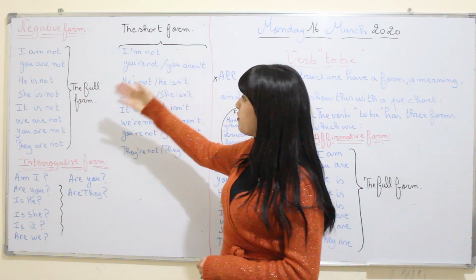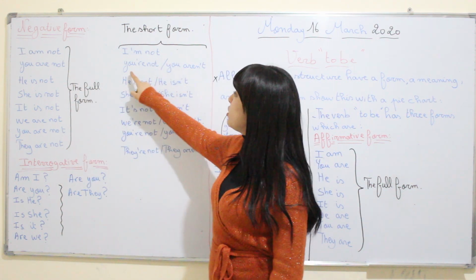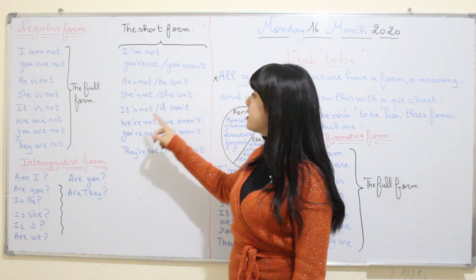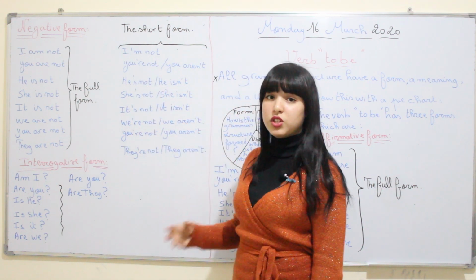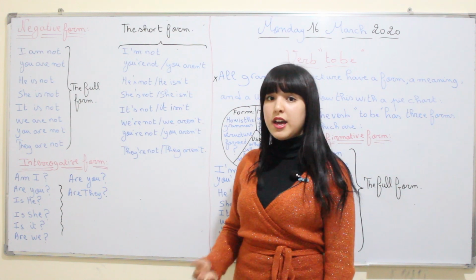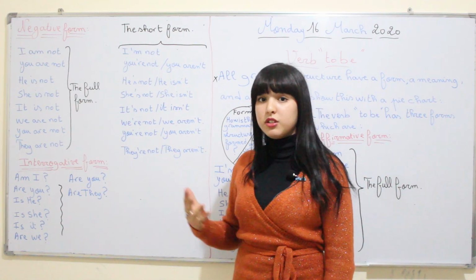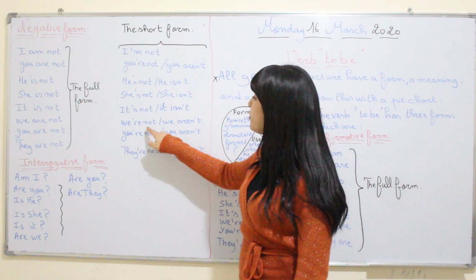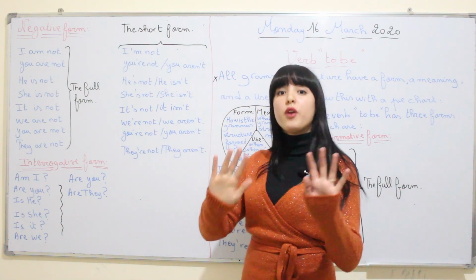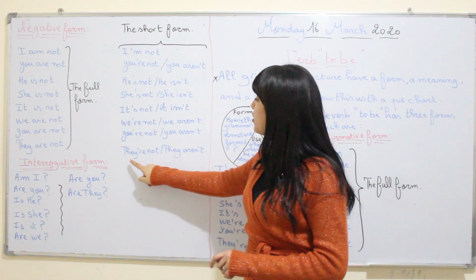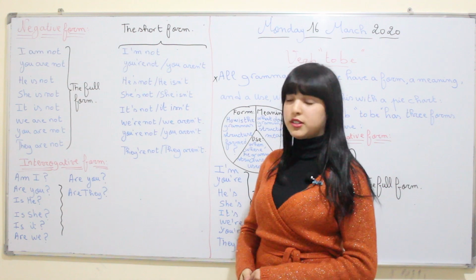The short form of the negative form: I'm not, you're not or you aren't. He is not or he isn't. She is not or she isn't. It is not, ولا, it's not or it isn't. We're not, we aren't. You are not, you aren't. They are not, they aren't.